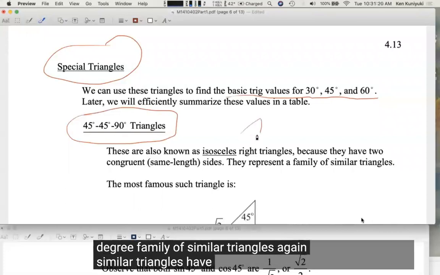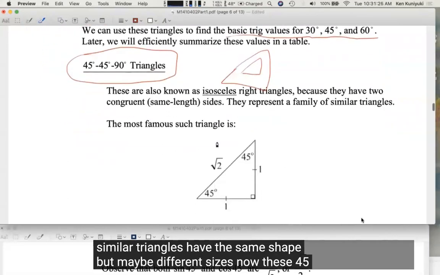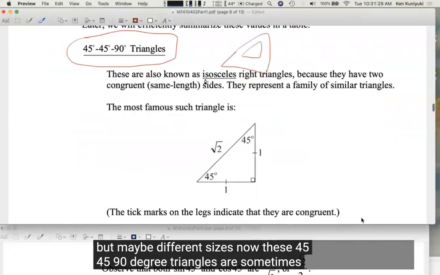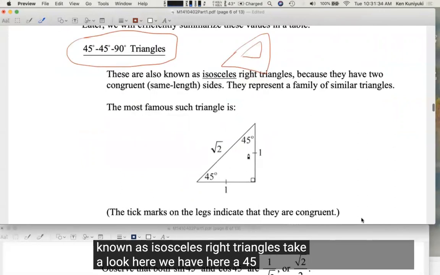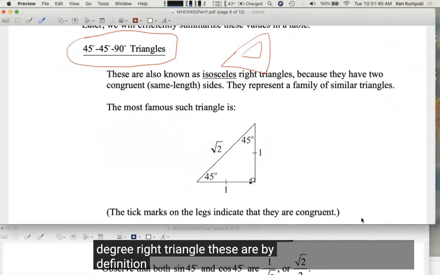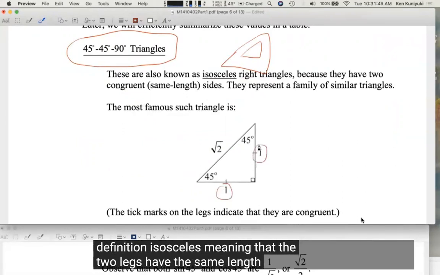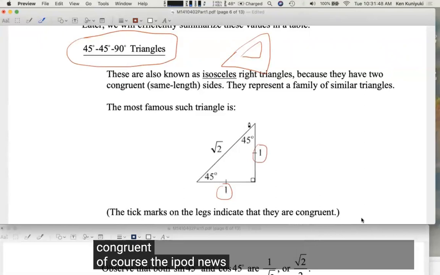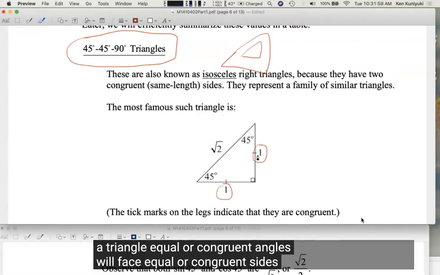Again, similar triangles have the same shape, but maybe different sizes. Now, these 45, 45, 90-degree triangles are sometimes known as isosceles right triangles. Take a look here. We have here a 45, 45, 90-degree right triangle. These are, by definition, isosceles, meaning that the 2 legs have the same length. They're congruent. Of course, the hypotenuse is still the longest side. Now, it makes sense that in a triangle, equal or congruent angles will face equal or congruent sides.